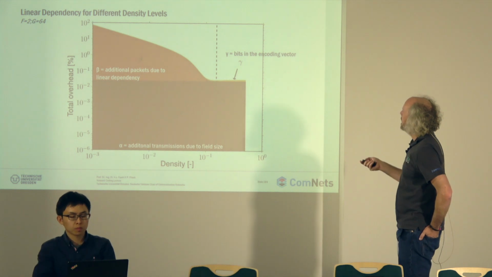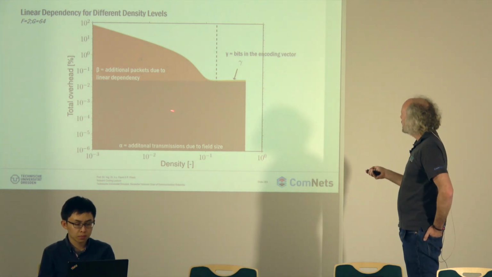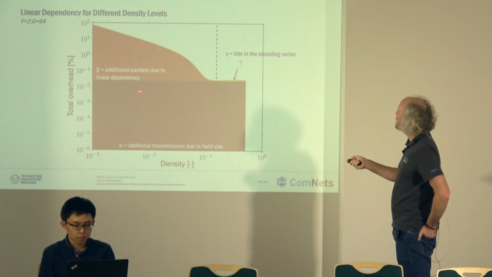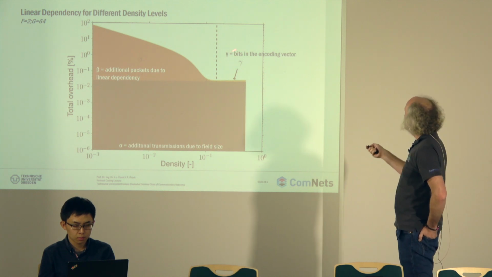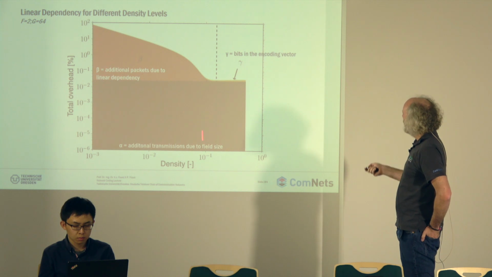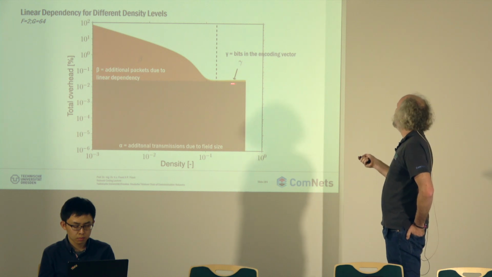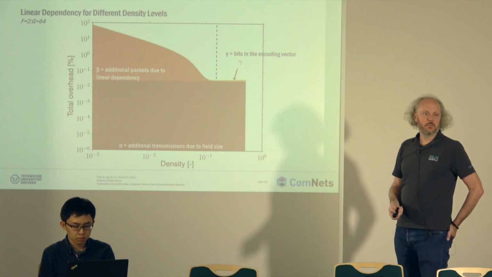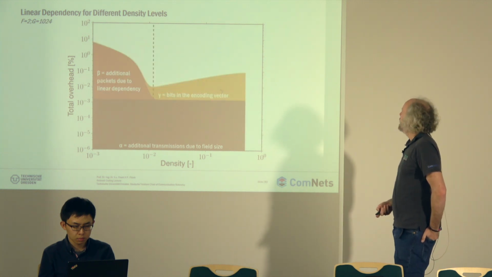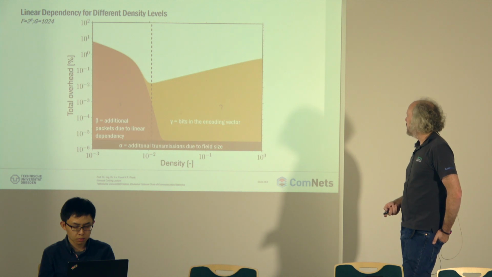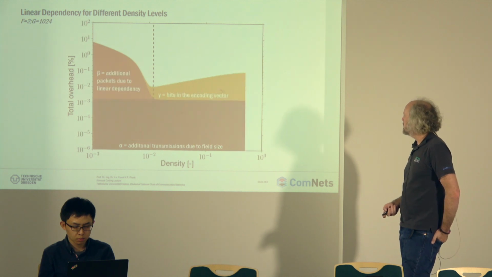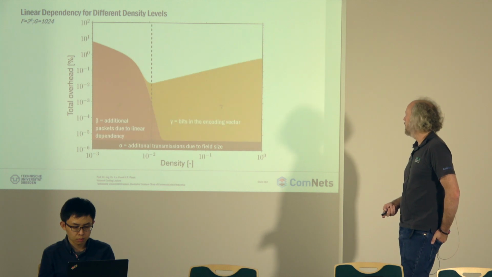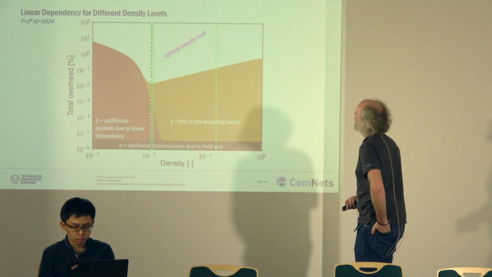Okay, I made it a little bit bigger for you so that you can see it. Really, this was the additional transmission due to field size, additional packets due to linear dependency, and bits due to the encoding vector. And here, because it was binary and a small generation, very little overhead by the encoding vector. Okay? And these are the others, just so that you have a better view on them, right? But interesting is how the optimal density point is really changing for different scenarios.